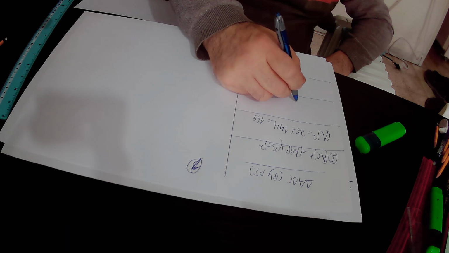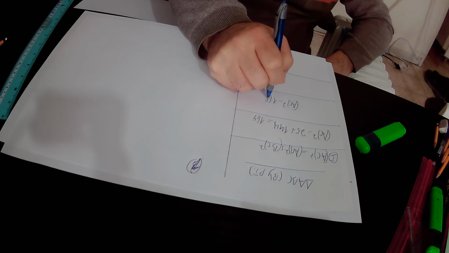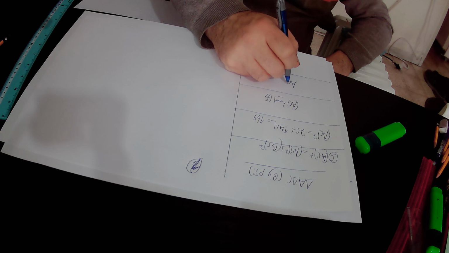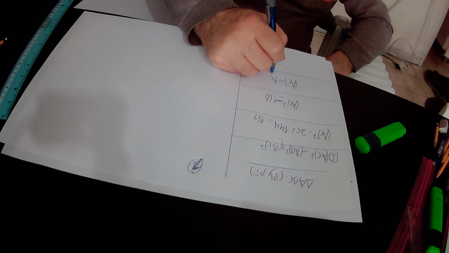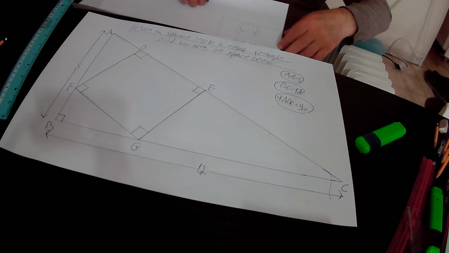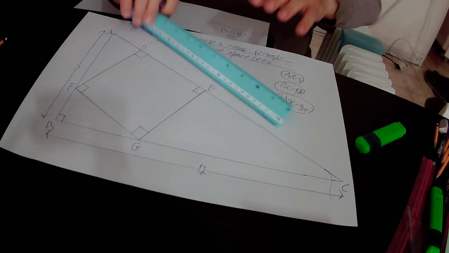So we found out that AC square equals 169. Here we take the square root of this equation and finally we get that AC equals the square root of 169, that is 13. AC equals 13 units in its length. So therefore AC equals 13 units.